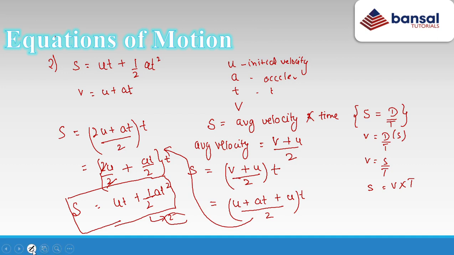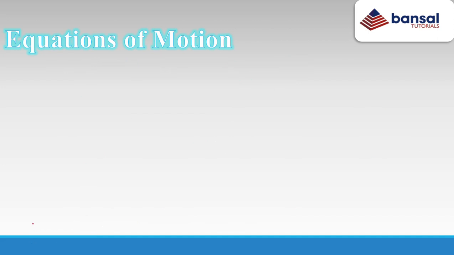Now moving on to the third equation of motion, that is v square minus u square is equal to 2as. So as we know, from the second equation of motion, s is equal to ut plus half at square. Okay, and from the first equation of motion we get v equal to u plus at.